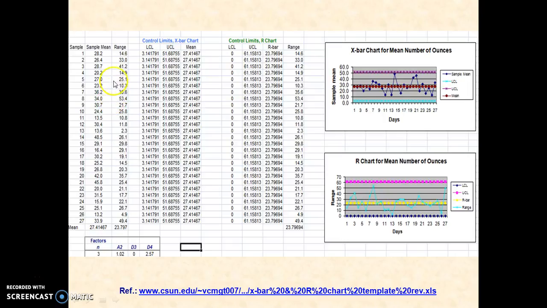The same data set is used to calculate the range. The range value pertaining to the set of values for which the mean is 28.2 is 14.6. Likewise, we have calculated 27 range values, and the average of the range is this. With the help of these, we will again calculate the upper and lower control limits.